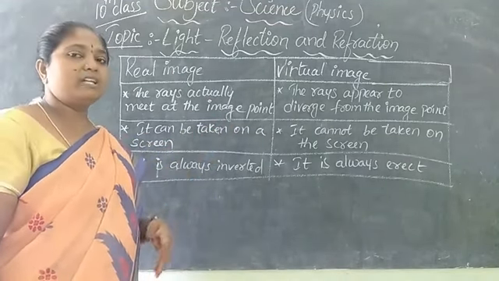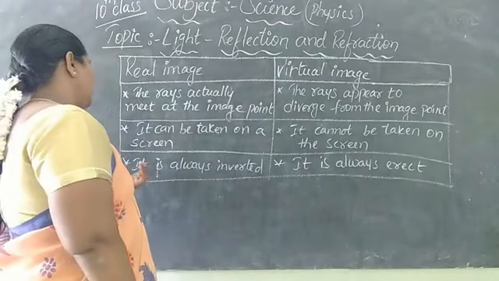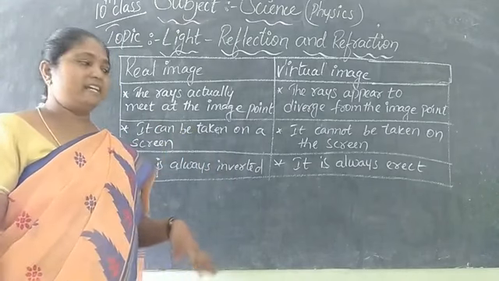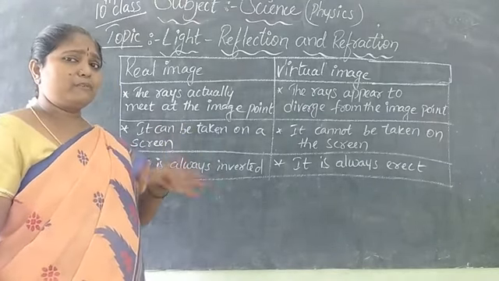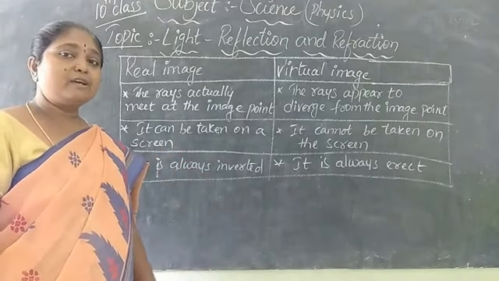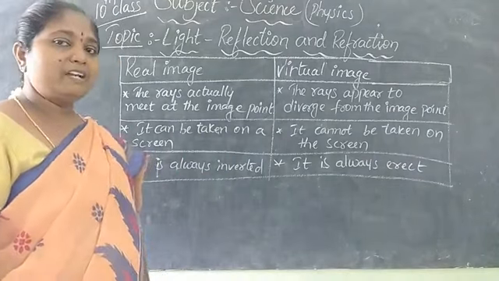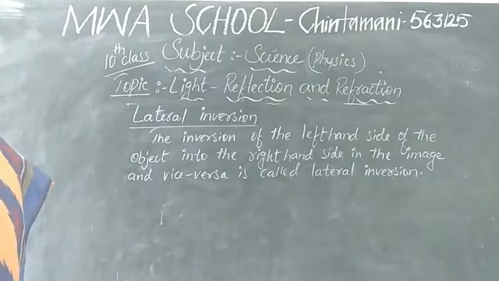It cannot be taken on the screen because it is going to diverge. Next, it is always inverted. It is always erect. Inverted means upside down. What we are seeing on the right is on the left, and on the left it is on the right. But in that, no. As it is, we can see. So these are the differences between real image and virtual image.